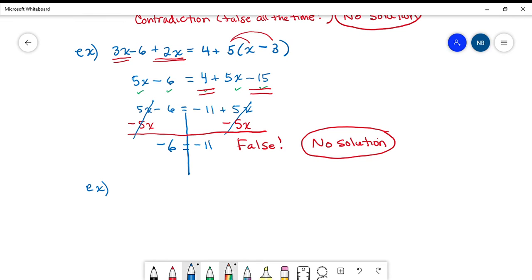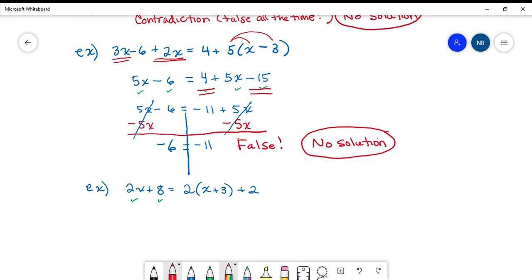The equation, again, was bad from the start. Next example. 2x plus 8 equals 2 times the quantity x plus 3 plus 2. All right, well, this side is simple.